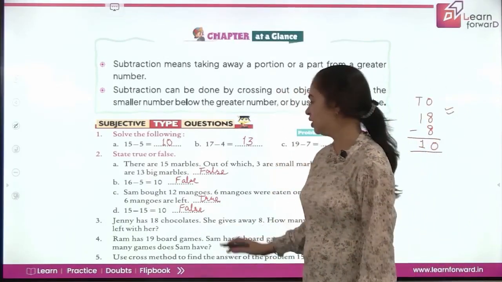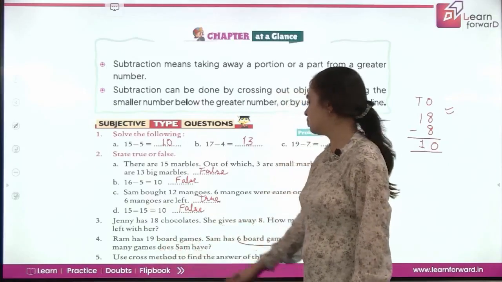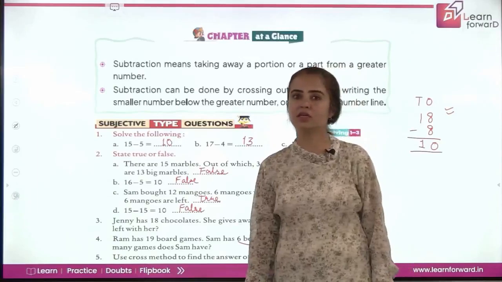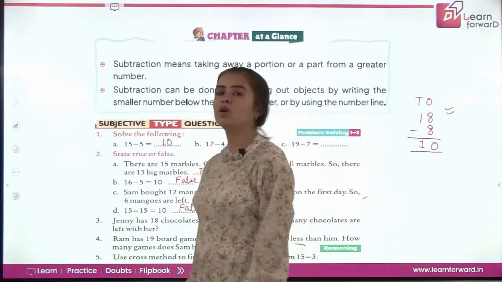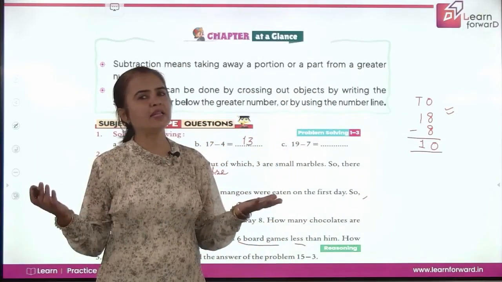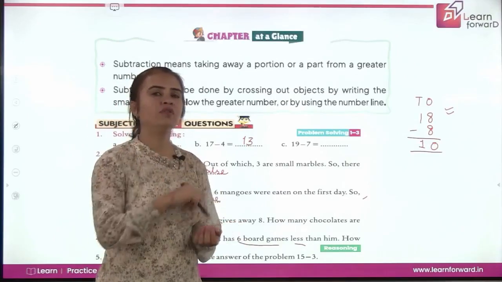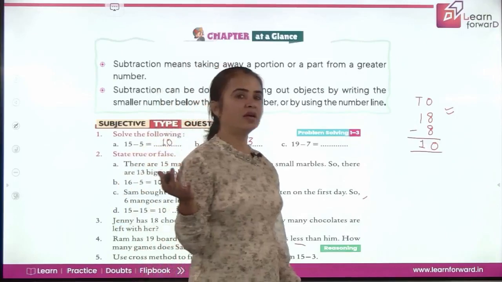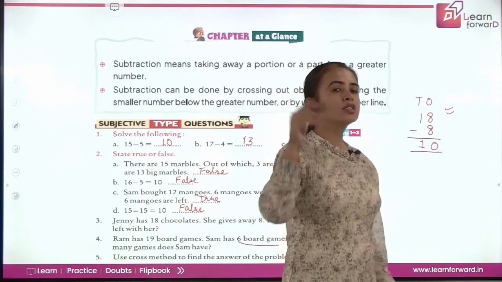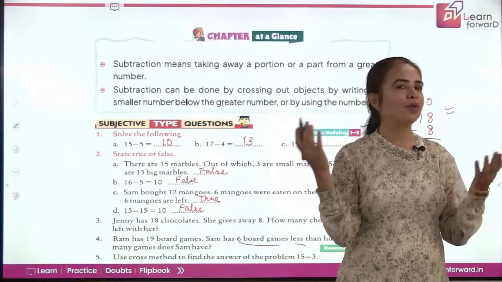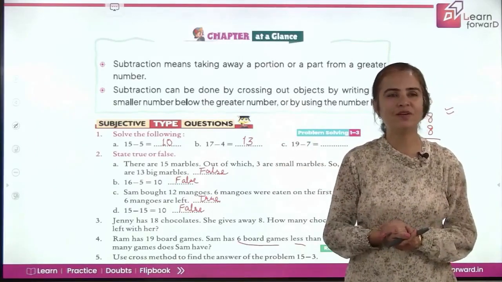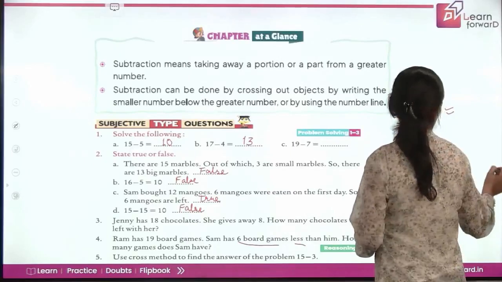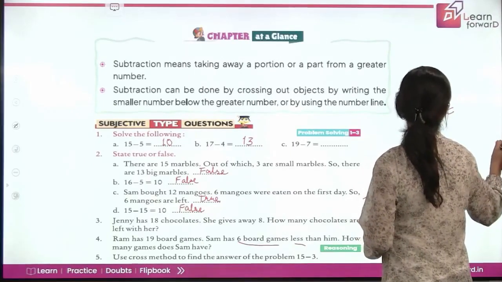Whatever answer you get, you will be doing like this in your notebooks. Let's read the last question. Use cross method to find the answer of the problem 15 minus 13. So what do you do in cross method? You draw anything and you cross out what you have to subtract. So draw your favorite thing here 15 times, cross out 3. Now count how many of your favorite item is left with you and that will give you the difference, right? I'm sure for your favorite thing, you will be enjoying doing it.